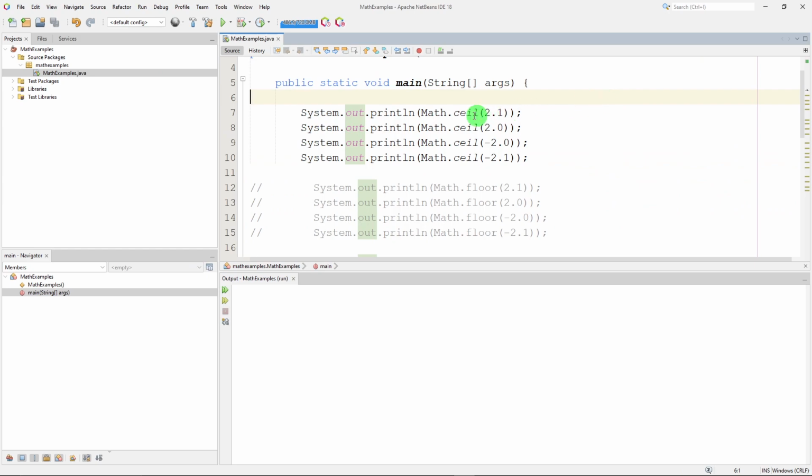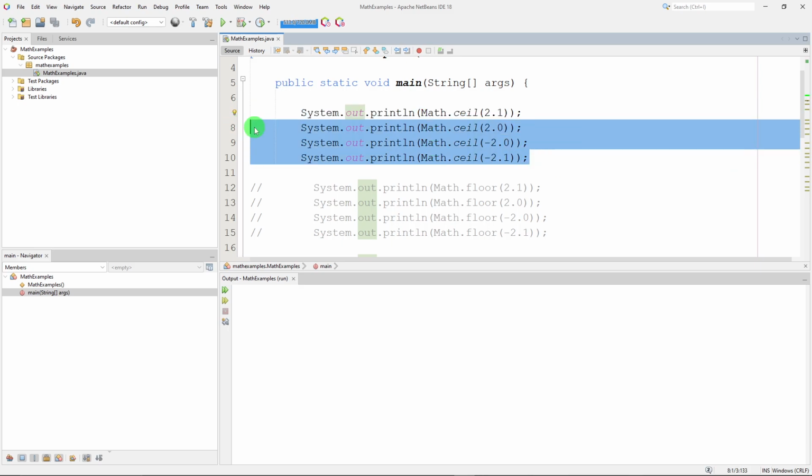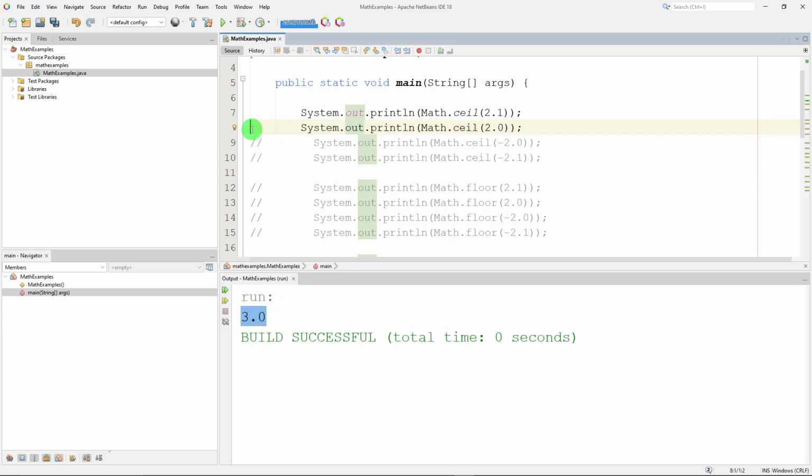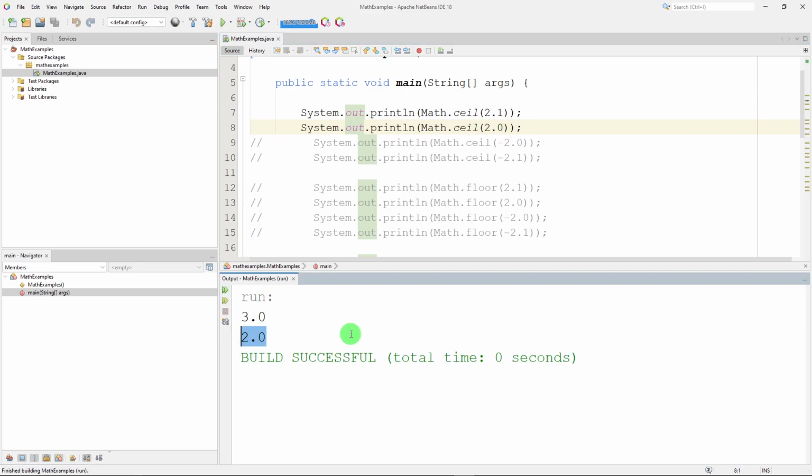Okay, Math.ceil of 2.1. We're going to go up to the next integer. The ceiling says we always go up, so it should give us a 3. Let me comment out these other ones real quick. And we do. We get 3.0. So again, it returns us a double, but it rounds up to the nearest double that's equal to an integer. So it's going to be 3.0. Okay. So ceiling of 2.0, since it's right on, shouldn't do anything. And we get 2.0.